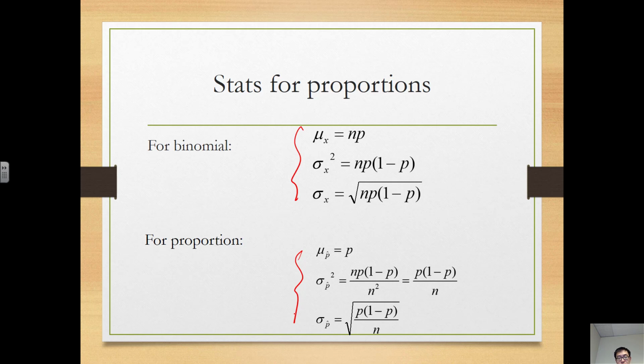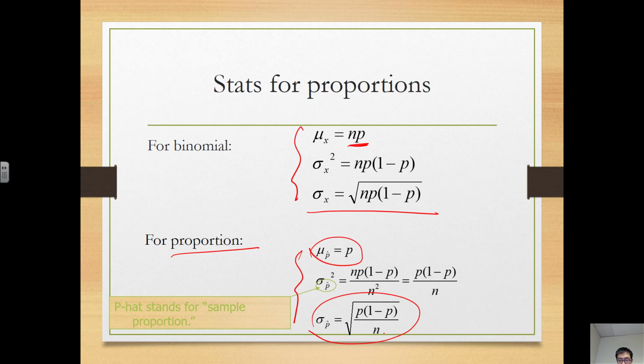Okay, so for binomial, the mean is n times p. The standard deviation is square root of n times p times 1 minus p. For proportions, the mean is p. The standard deviation is square root of p times 1 minus p divided by n. Here p hat means the sample proportion, and you just remember that binomial and proportion differ by a factor of n, also for standard deviation.